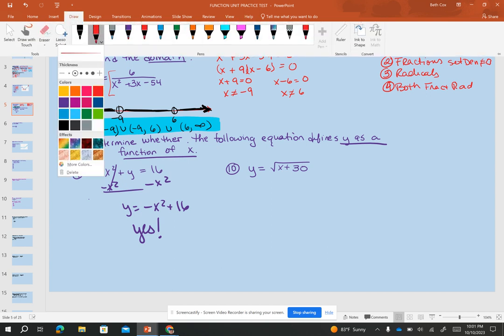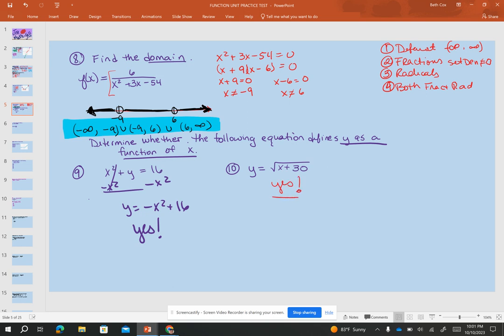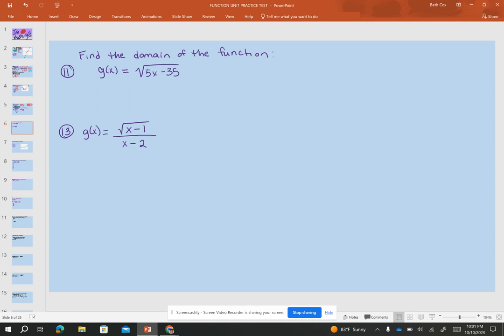Number 16 is already solved for y, so yes, it is also a function. Moving along, number 11, back to domain. 9 and 10, I don't know where they came from. Problems are out of order. Back to domain. Remember, we have the 3 rules.